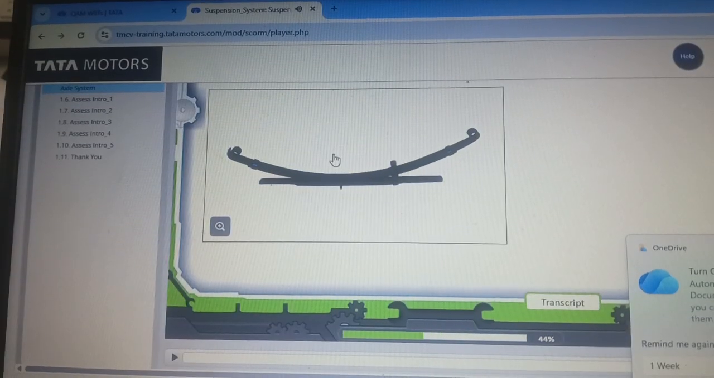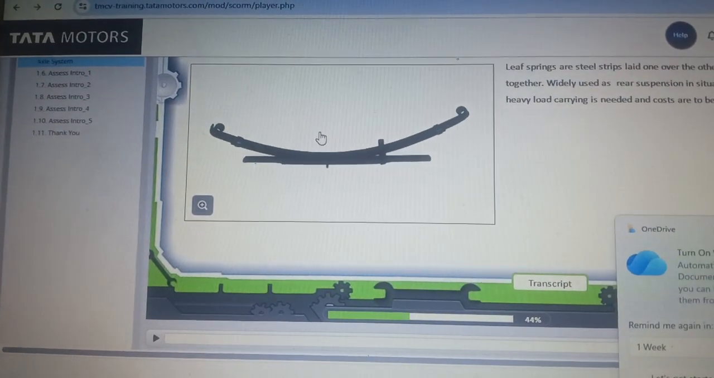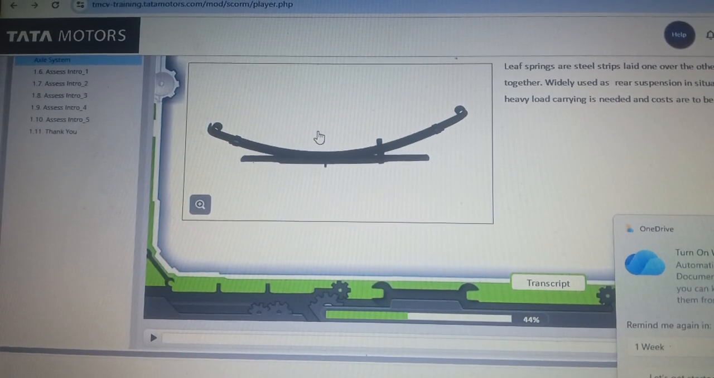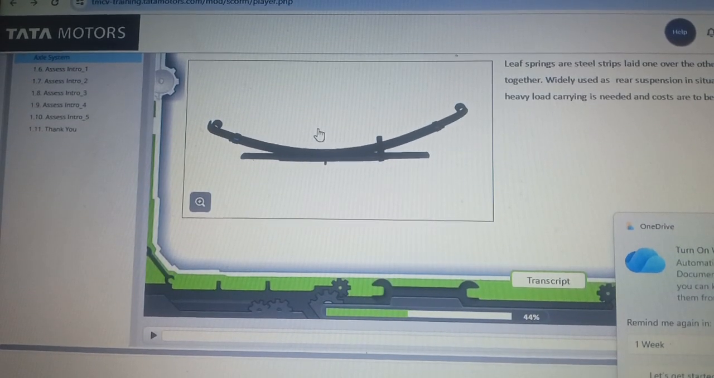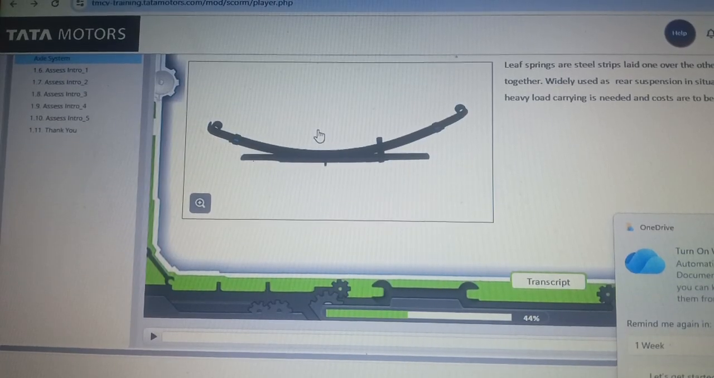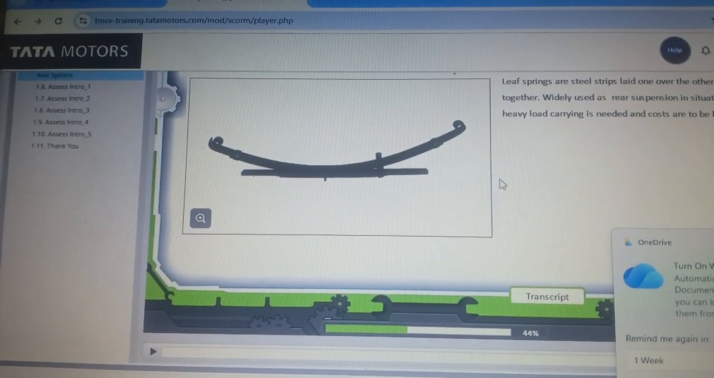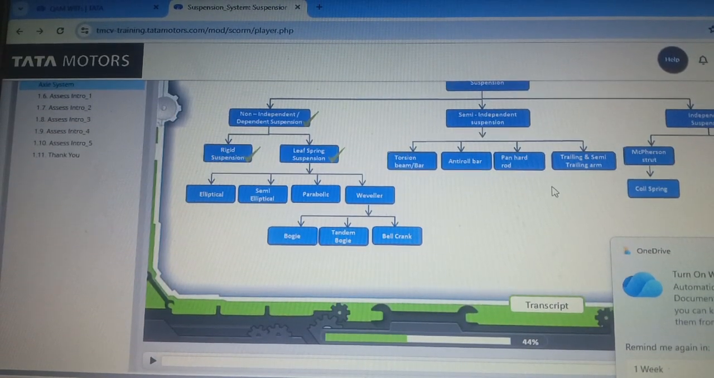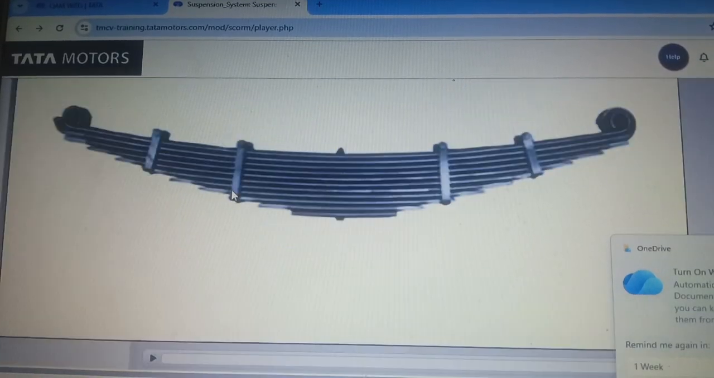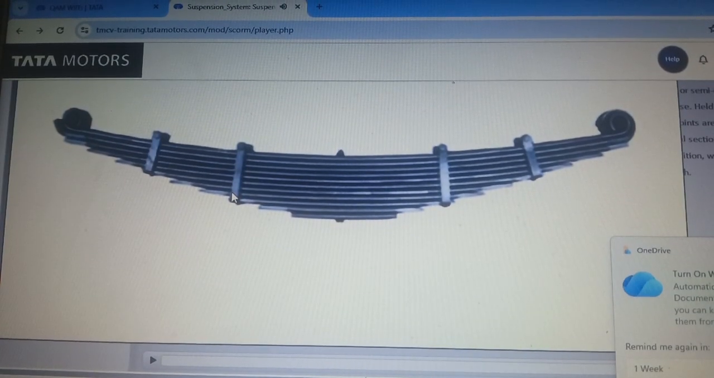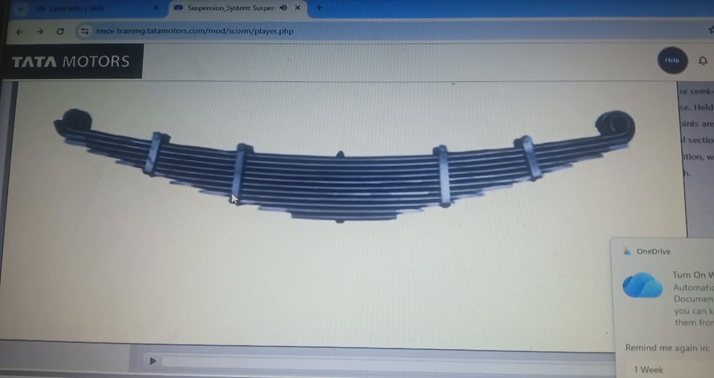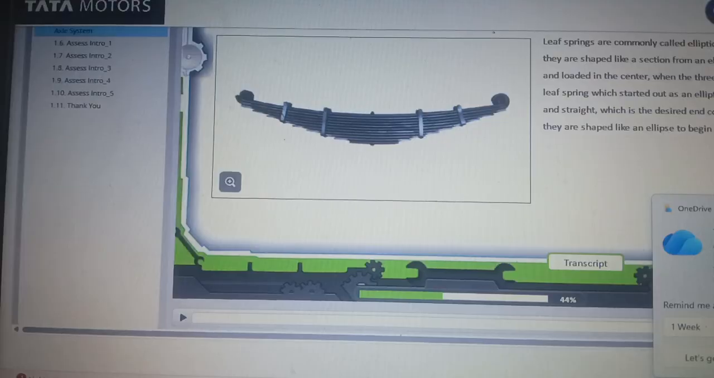Leaf spring suspension. Leaf springs are steel strips laid one over the other and clamped together. Widely used as rear suspension in situations where heavy load carrying is needed and costs are to be low. Elliptical. Leaf springs are commonly called elliptical or semi-elliptical, as they are shaped like a section from an ellipse, held at both ends.